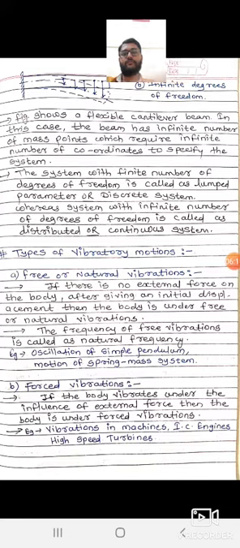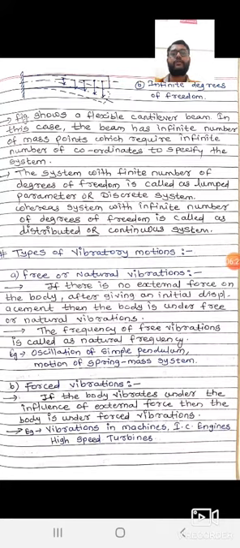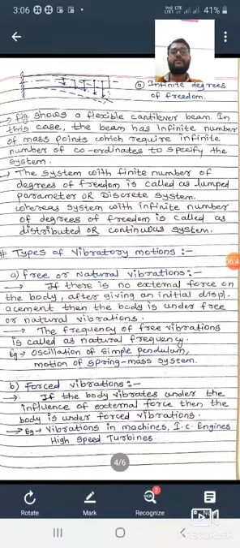Next, students, important is infinite degrees of freedom. The figure shows a flexible cantilever beam. In this case, the beam has an infinite number of mass points, which require an infinite number of coordinates to specify the system. A system with a finite number of degrees of freedom is called a lumped parameter or discrete system, whereas a system with an infinite number of degrees of freedom is called a distributed or continuous system.